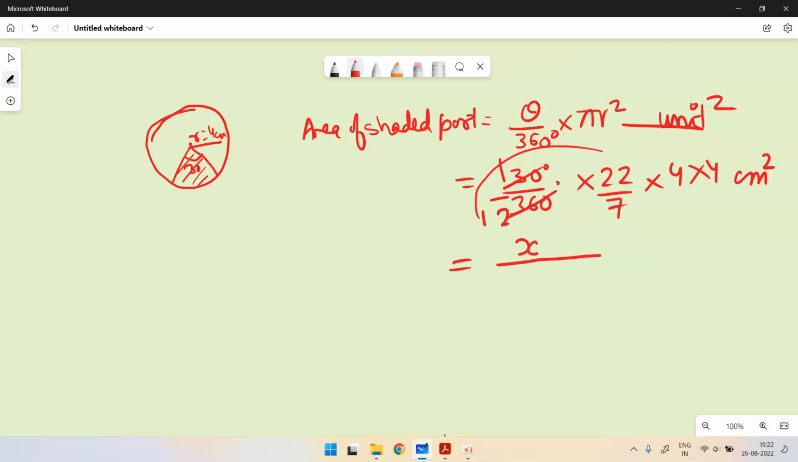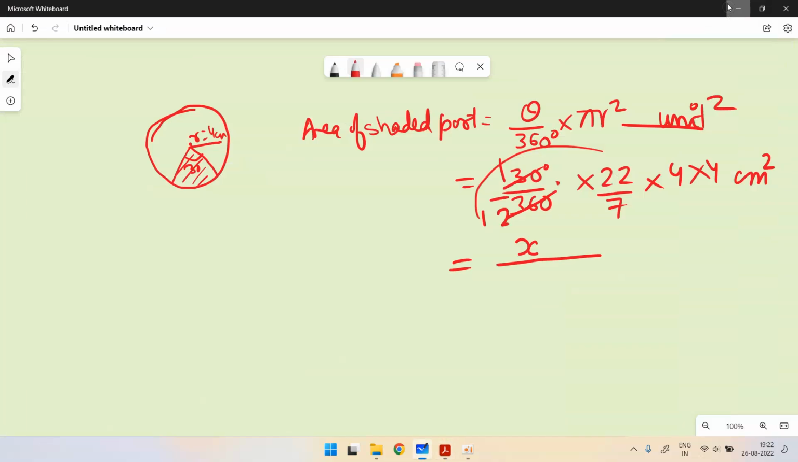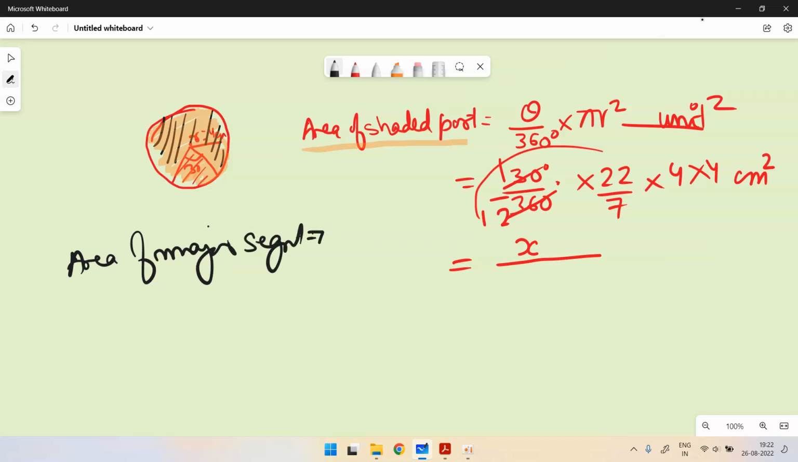Suppose this is x. Now the question also asks you to find the corresponding major sector area. This area will be nothing but the area of the complete circle minus the area of this shaded part. So the area of the major segment will be pi r square, the area of the circle, minus theta by 360 pi r square.